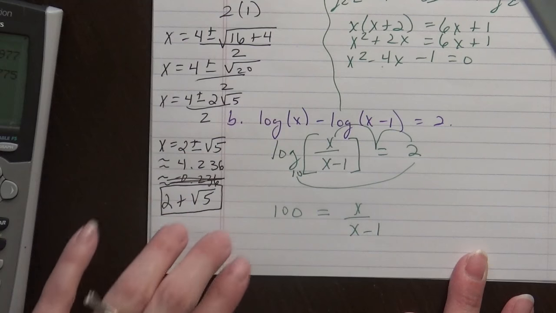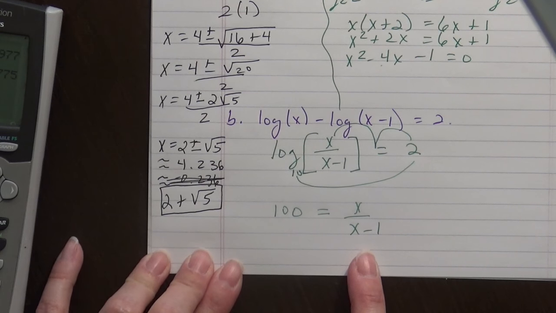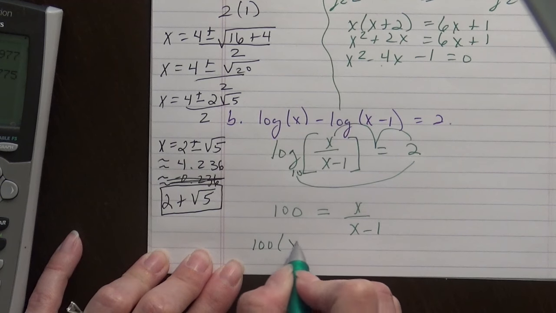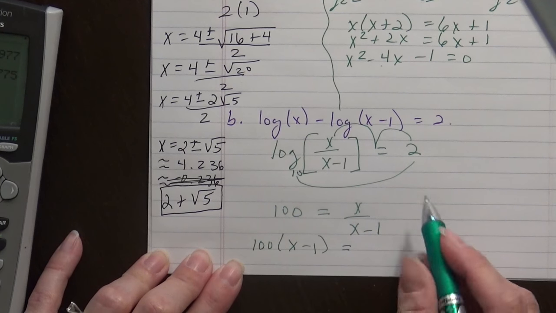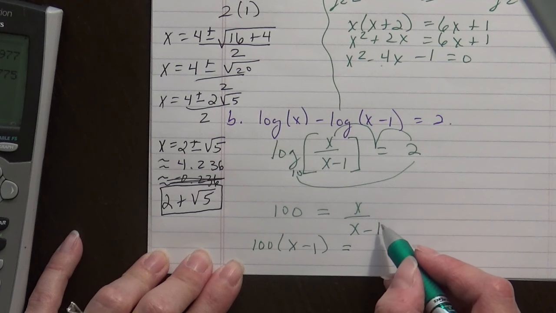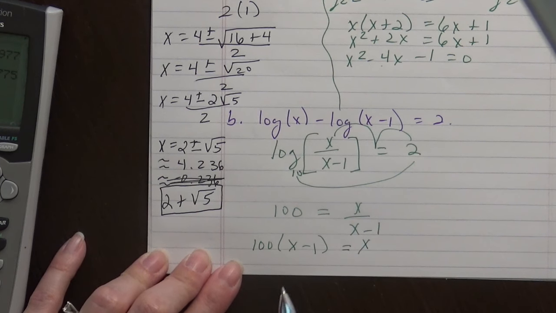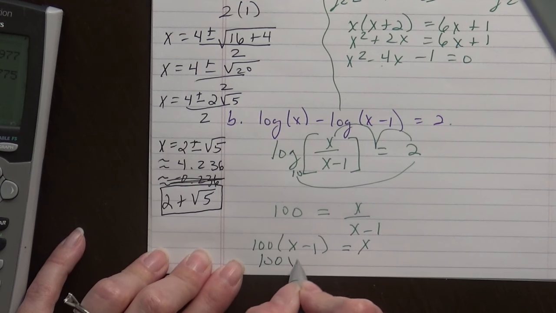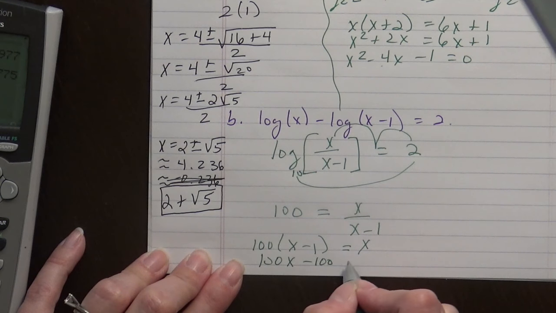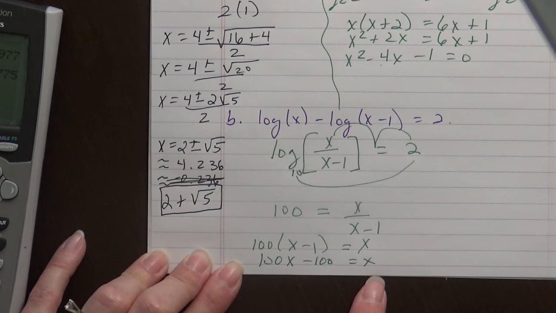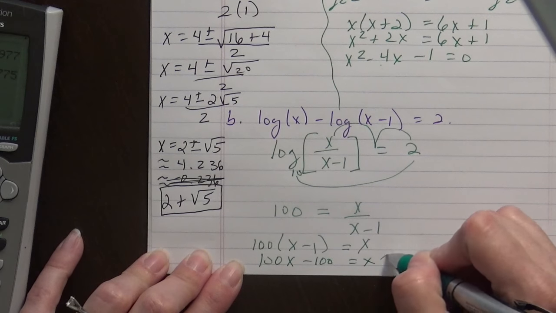So how would I do that? Let's multiply both sides by the x minus 1. That's going to give me 100 times x minus 1. And then if I multiply the right side by x minus 1, it'll cancel out and just leave me with my x. Now I'll distribute. So I've got 100x minus 100 equals x. I'm solving this for x, so let's bring the 100x to the right side. I'll have to bring it back up here now.